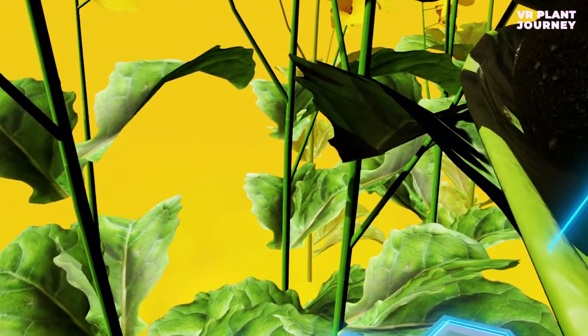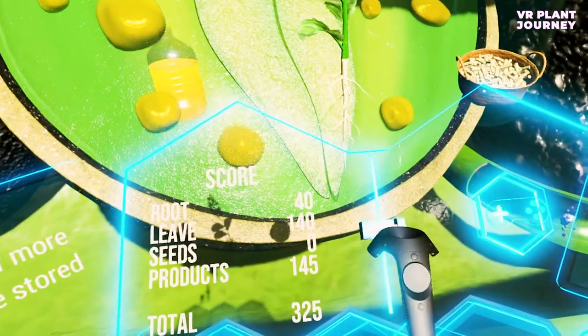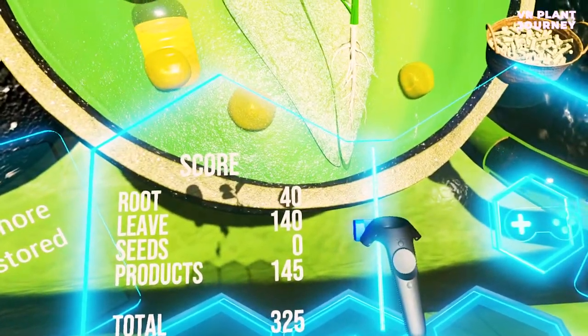With this slider, you can regulate whether more oil or protein is stored in the seed. Here too, the aim is to achieve an optimum.